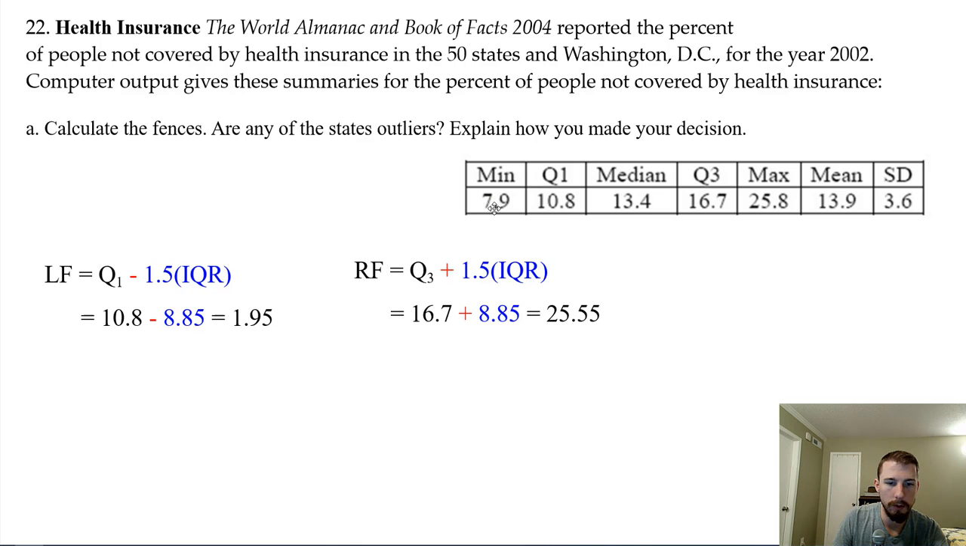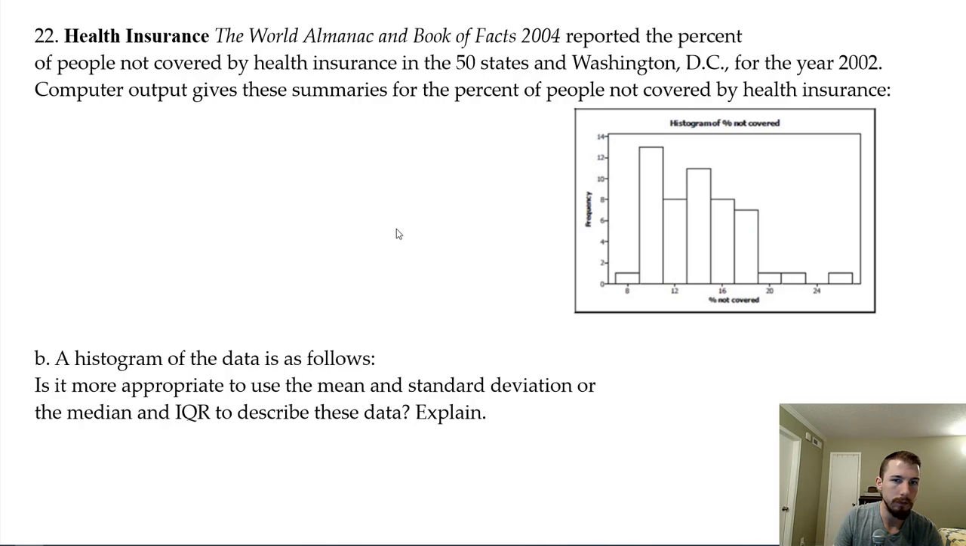Our minimum is larger than our left fence, and our maximum is slightly bigger than our right fence. So that means that we would have an outlier because our maximum is greater than our right fence. So we have at least one outlier, and it would be our maximum. Now there could be another point that's in between our right fence and our maximum, but we know we have at least one outlier, and it would be with our maximum on the right side.